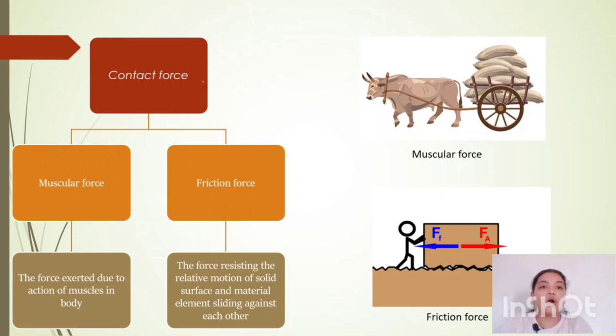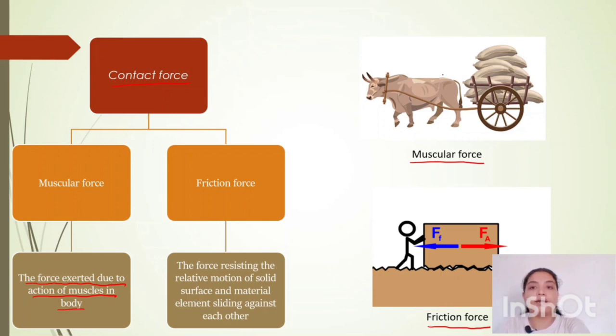Here I am having contact force, right? Contact force means both the source and the object on which we are applying the force are in contact. Here I am having two examples. First one is muscular force and another one is frictional force. Now let's see what muscular force is. The force exerted due to the action of muscles in a body, right?